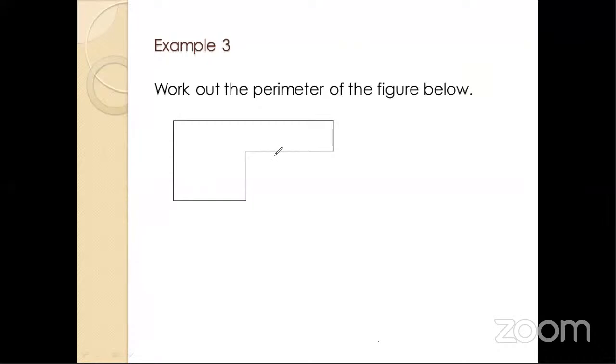Let me start naming the sides. We have side 1. You can name from any side. We have side 2, side 3, side 4, side 5, side 6. There are 6 sides in that figure. So they are telling us to find the perimeter, and the sides are not the same. Because we don't know whether a side is called length or width, you can say side 1 plus side 2 plus side 3 plus side 4 plus side 5 plus side 6, because we don't know the names of those sides.